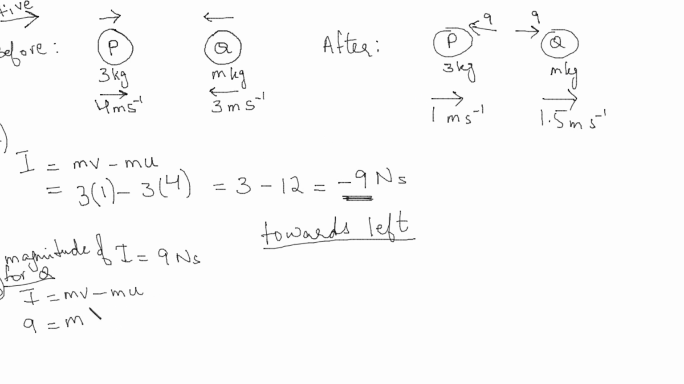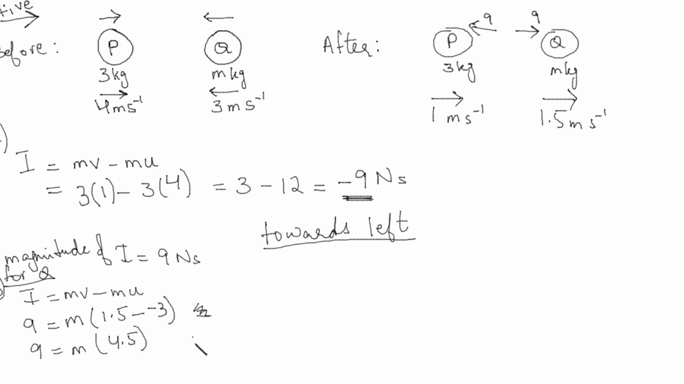So m, we don't know. m is unknown. I'm just going to take m as a common factor and write v minus u inside the brackets. v is 1.5 and it is positive, minus u, because u is 3 towards the left, so we have to write negative 3 here. So it's minus negative 3, okay? So we have 9 equals m times 1.5 plus 3, which is 4.5.